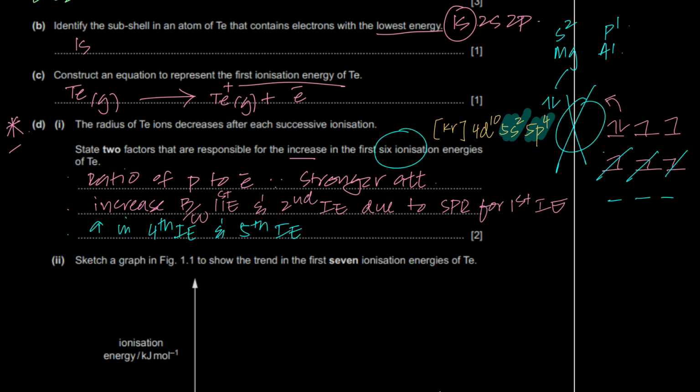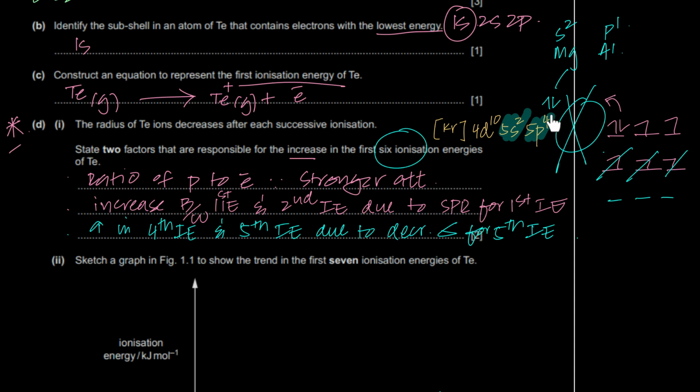And what is the reason for it? Due to increased shielding for the 4th ionization energy and decreased shielding for the 5th ionization energy. Done? Due to decreased shielding for the 5th ionization energy.